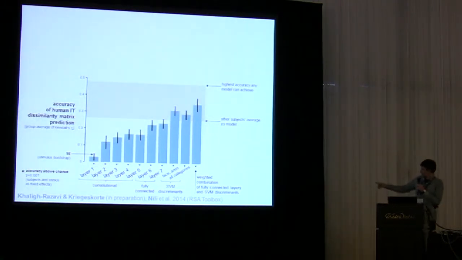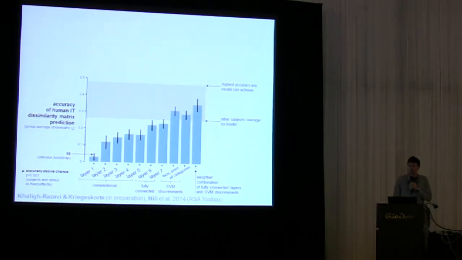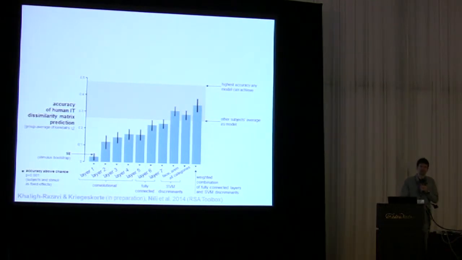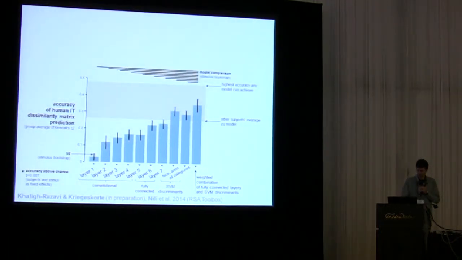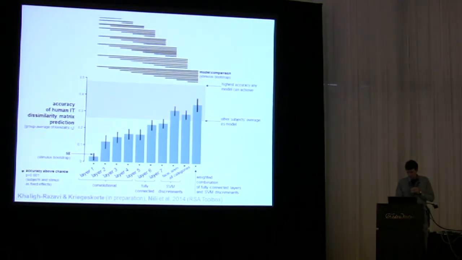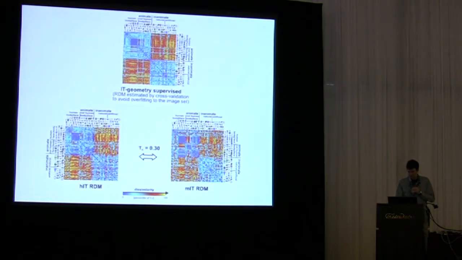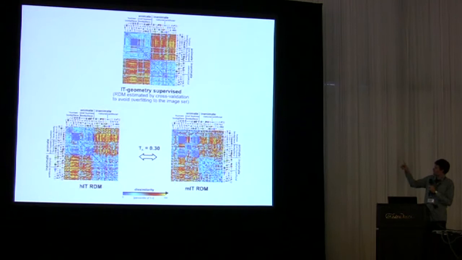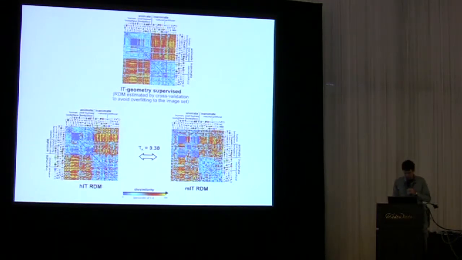And here this final version is a weighted combination of all the layers of the model and the SVM discriminants that best predicts IT, and this is based on independent images. This performs significantly better than all of the other layers of the model. So when we just look at these matrices, for the first time we get something that, when we eyeball it, looks very similar to what we see in human and monkey IT.